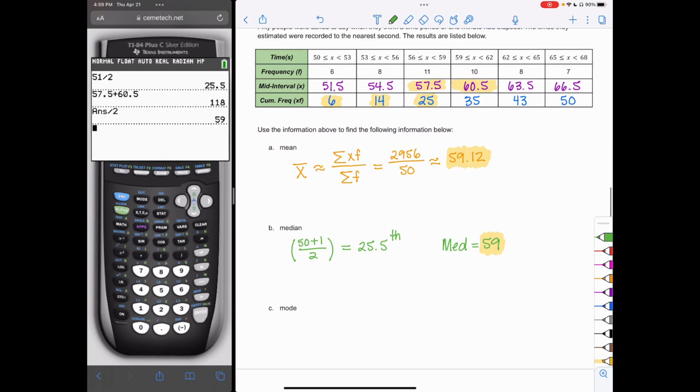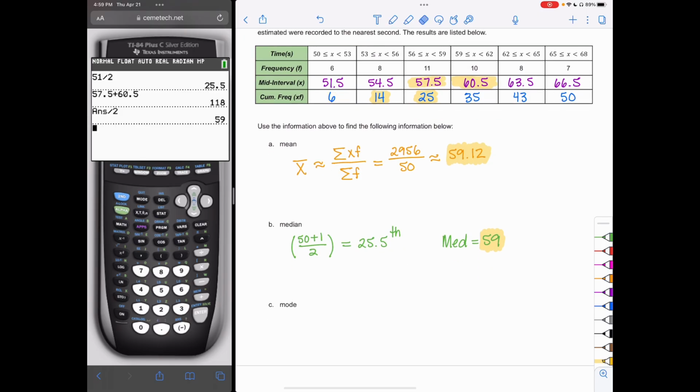Next, we want to find our mode. Remember, your mode is the value that you see the most often or that has the highest frequency. I can tell here by looking at my frequency table that the class that had the highest frequency was from 56 to 59 because they had a frequency of 11. So that is what we call our modal class here.